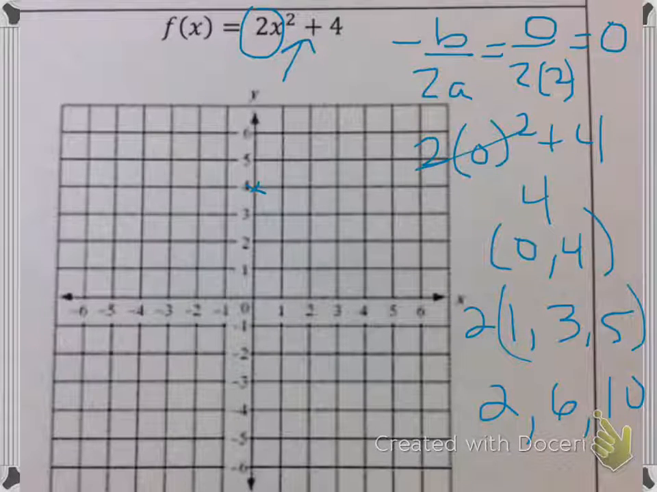So from this spot I get to go over 1 up 2 in both directions. The next one would be over 1 up 6. My parabola goes through those ordered pairs. We're just going to sketch it best we can. And that's how we graph parabolas in standard form.